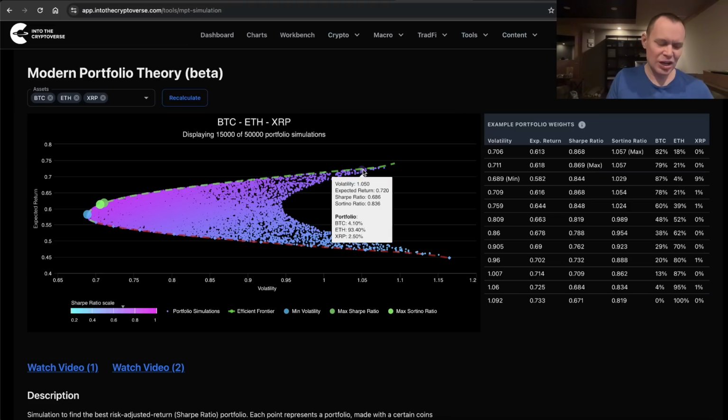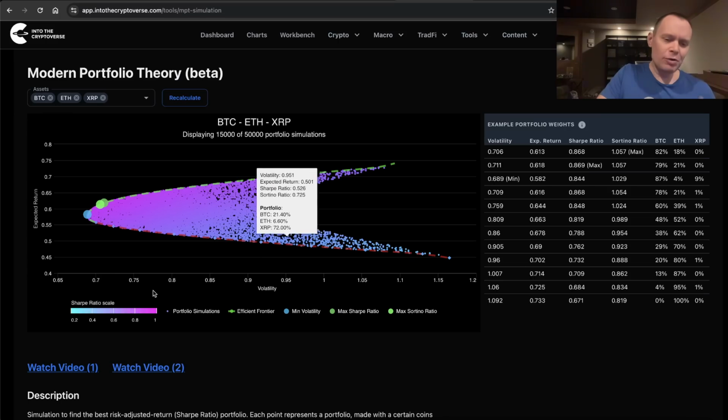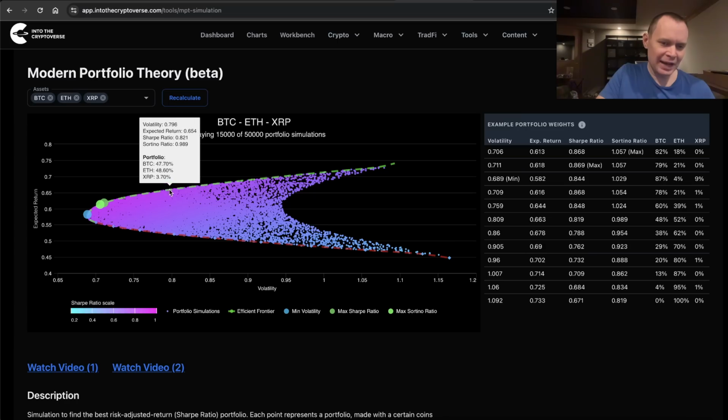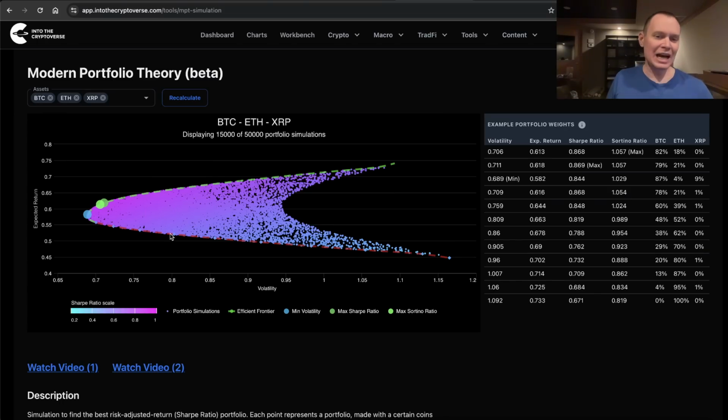Does that make sense? So for every unit of volatility or risk you're taking on, you want to go up as high as you can on the chart. So if you want to take on expected volatility of say 80%, you want to go as high up here as you can and find the portfolio that maximizes your expected return at 80% volatility. Does that make sense? That's the idea.